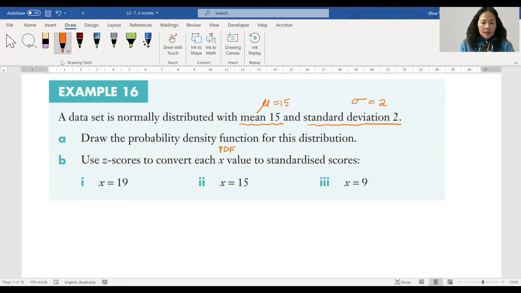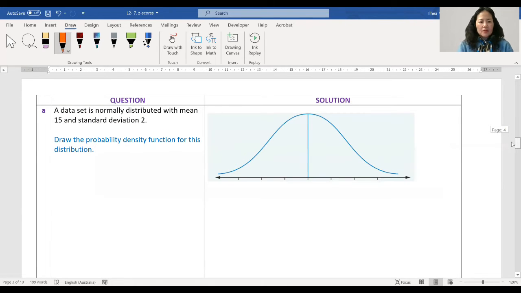And then part B, use the Z-scores. That means we have to use the formula. Z equals, I'm sure you can remember now, raw marks, take away the mean, and then divided by the standard deviation, okay? So we want to convert each X value to the standardized score, which means Z score. When they talk about PDF, it's just a bell curve. That's all they're talking about.